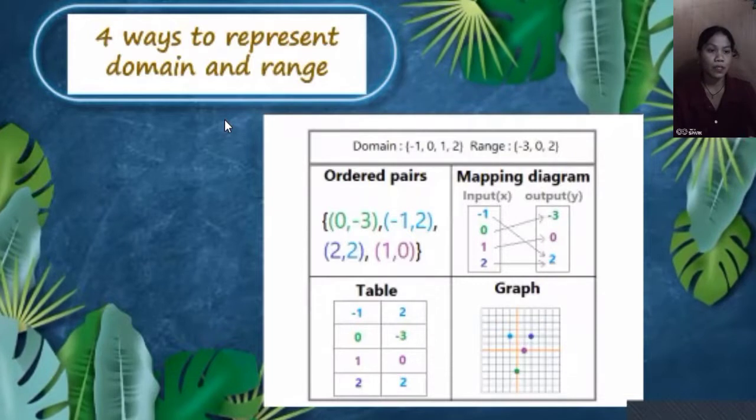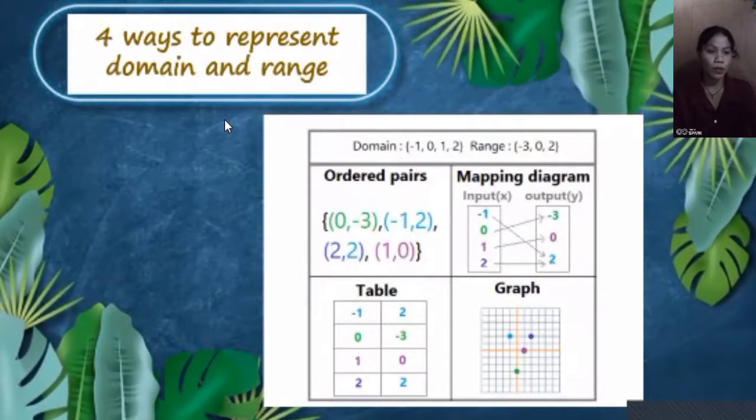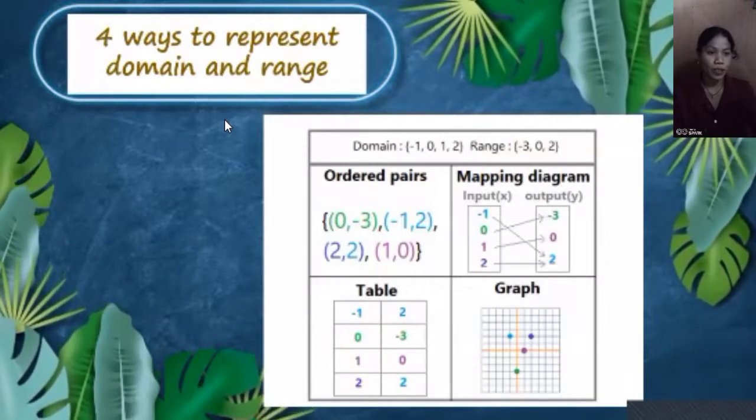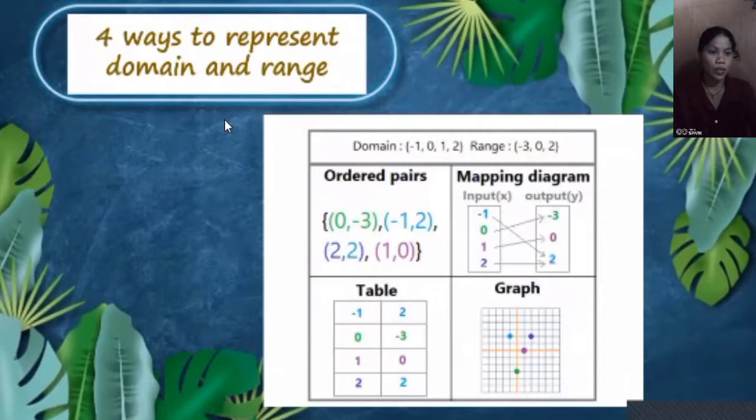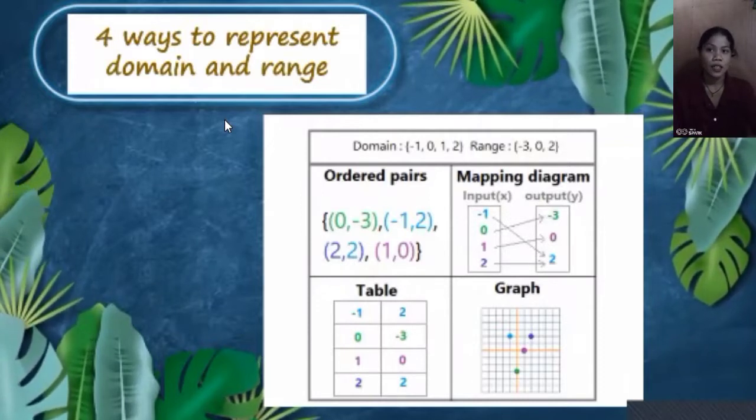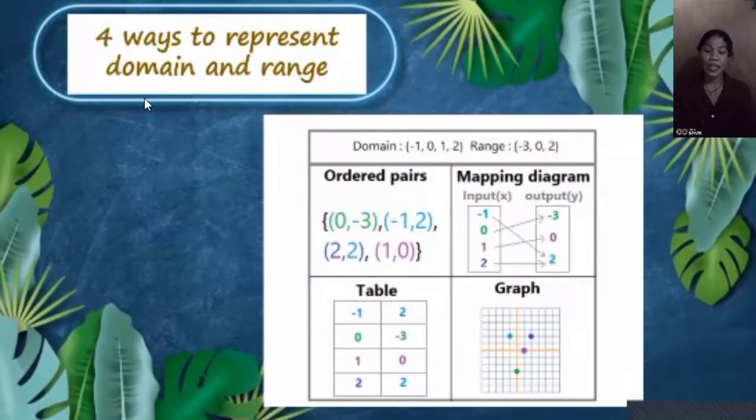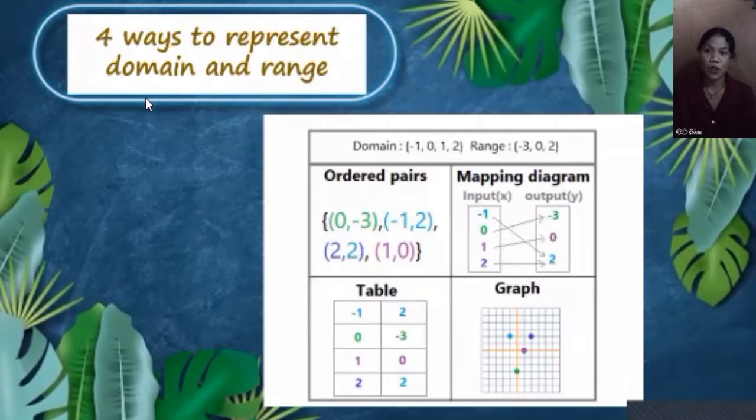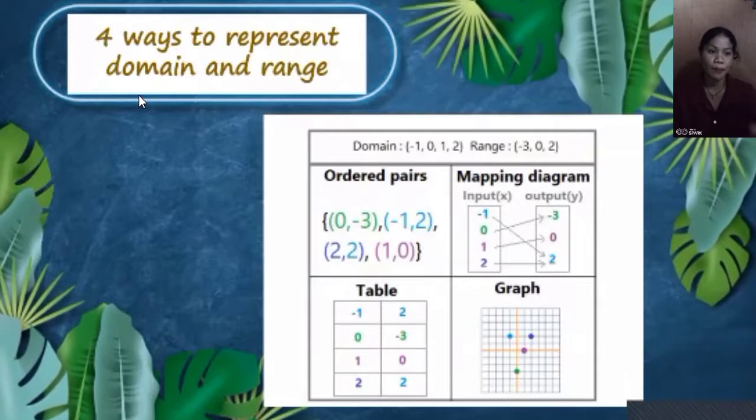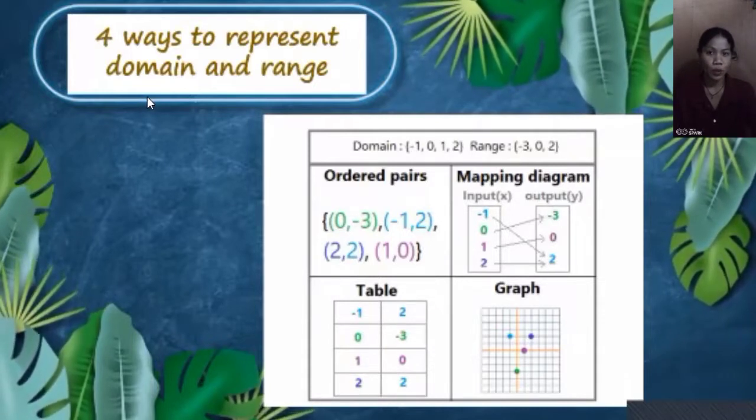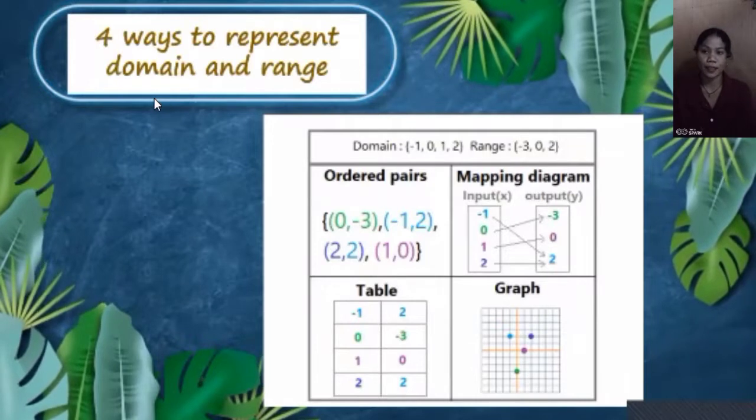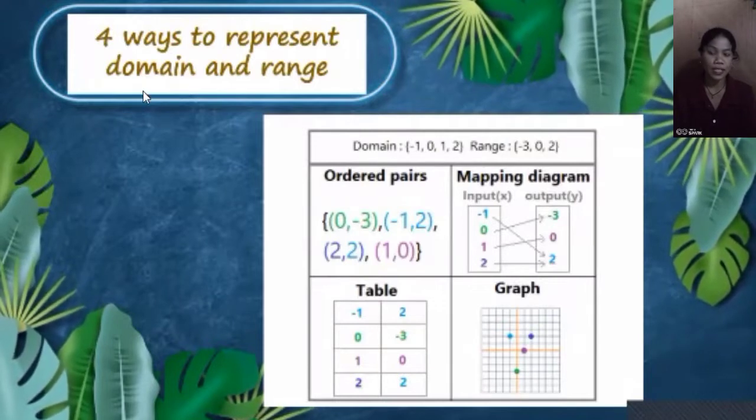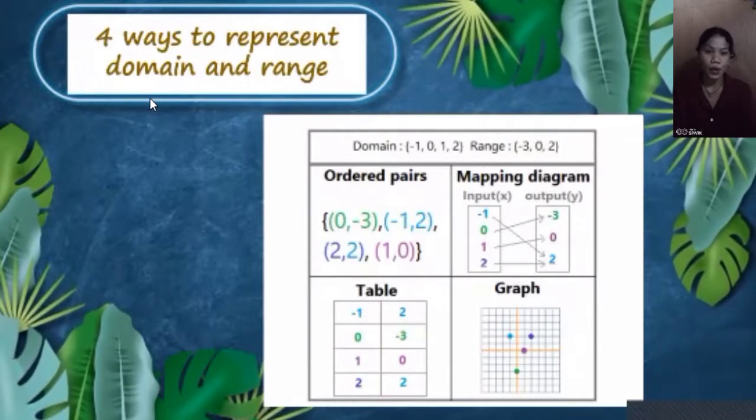So now let's proceed to the mapping diagram. We have here the input, which is x, then the output, which is y. So -1, 0, 1, and 2, and -3, 0, and 2. This is the domain, and this is the range. So in a mapping diagram, put the x values in and y values in increasing order. Furthermore, do not repeat the numbers. For example, here, the number 2, 2 and 2, do not repeat it, because the number 2 is listed as an output only once.